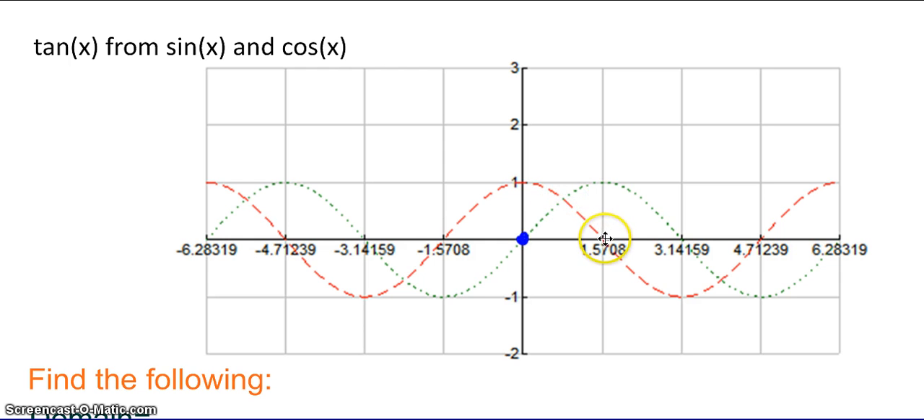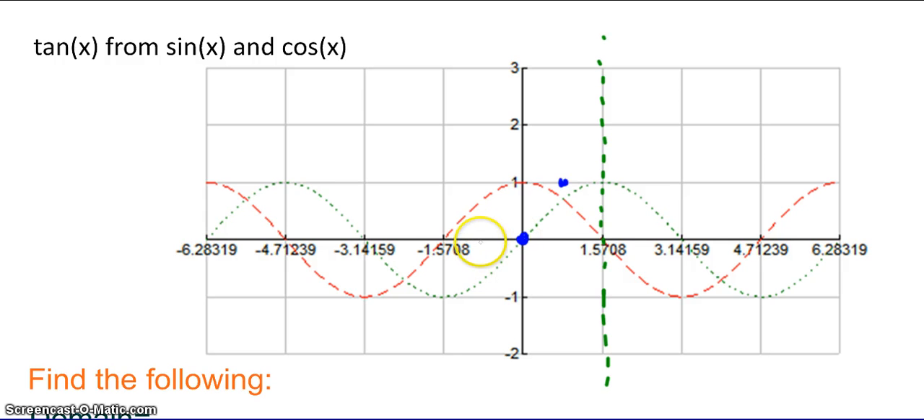Here I know this is pi halves, so halfway in between is pi fourths. And I can see that the sine and the cosine have the same value. They cross there. Anytime you divide two numbers that are the same, you're always going to get 1. Here, sine is 1, cosine is 0. Well, what's 1 divided by 0? That's undefined. So that's where we're going to end up with an asymptote. So I know that there is going to be a vertical asymptote here.